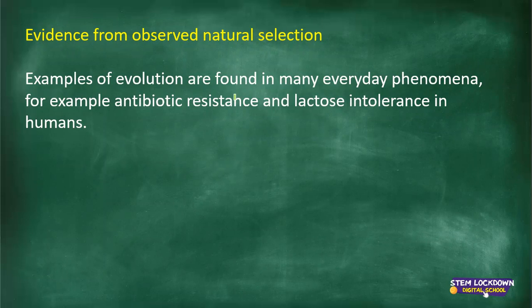Evidence from observed natural selection. Now we're moving on to that. Examples of evolution are found in many everyday phenomena, for example, antibiotic resistance and lactose intolerance in humans. Those are evidence of natural selection.